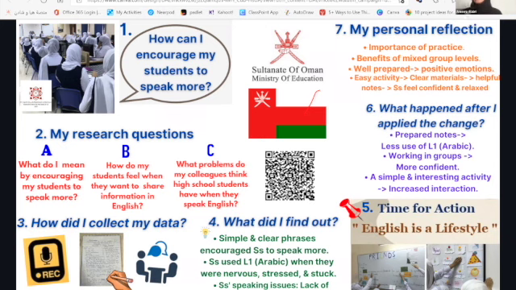Now let's move to the last step here, my personal reflection on the project. Importance of practice, benefits of mixed group levels. When my students were prepared, I noticed that I wrote down positive emotions. Easy activity, clear materials, helpful notes help my students to feel more confident and relaxed.